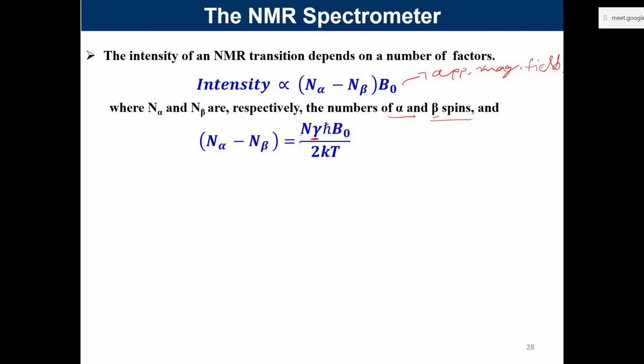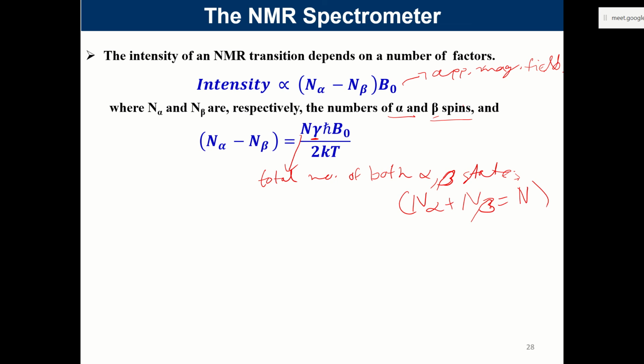So n is the total number of both alpha and beta states. So the total number of population. So n, that is, you are talking about n alpha plus n beta, is equal to n. So this is what is represented here. So then that is n, and so keeping it like this.